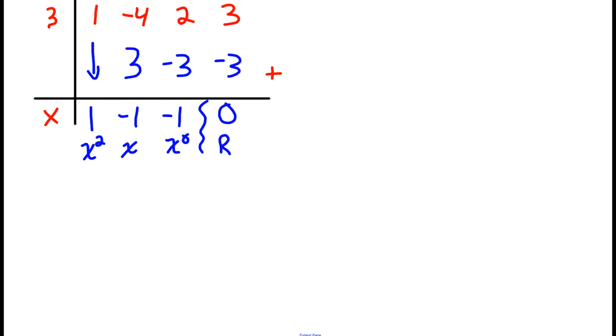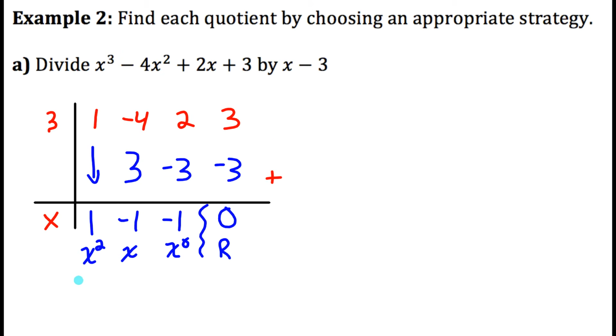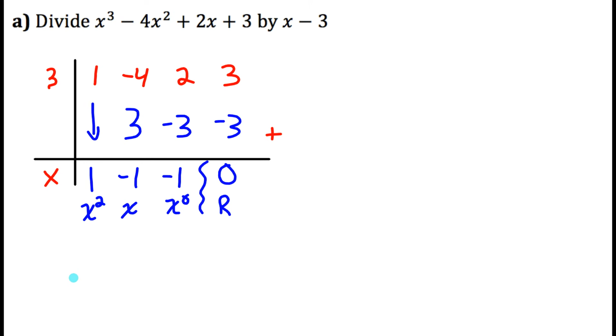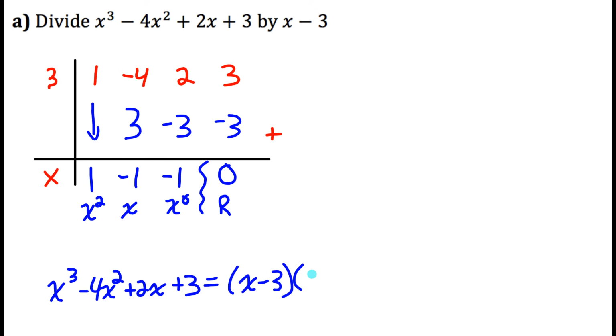And I'll write this in multiplication statement form again. That's the one we're going to be using most often, so I'm just going to default to that for the rest of this lesson. So I've got x cubed minus 4x squared plus 2x plus 3 equals a product of the divisor, x minus 3, and its quotient, x squared minus x minus 1, plus the remainder, but we don't have one. So once again, we got this dividend into factored form.